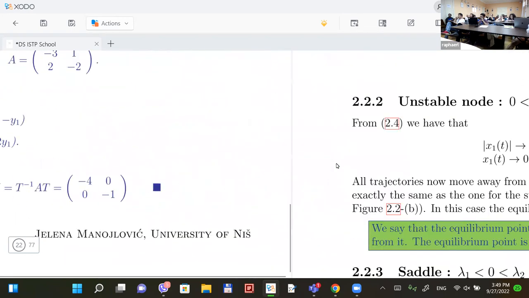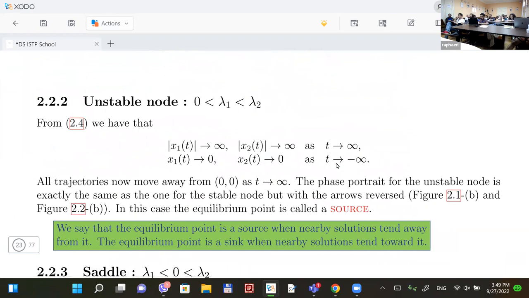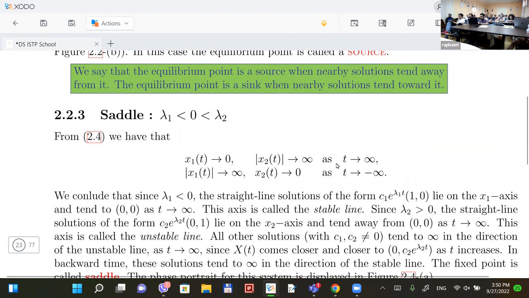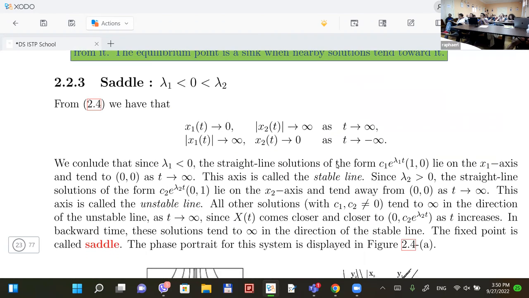And the third case, the unstable one, is the same. Now both solutions tend to infinity, and backward in time they tend to zero, so we obtain the phase portrait just by reversing the arrows, according to the stable case. But the next case is: if the two real eigenvalues are of different sign, now the x1 coordinate goes to 0, but the x2 goes to infinity.